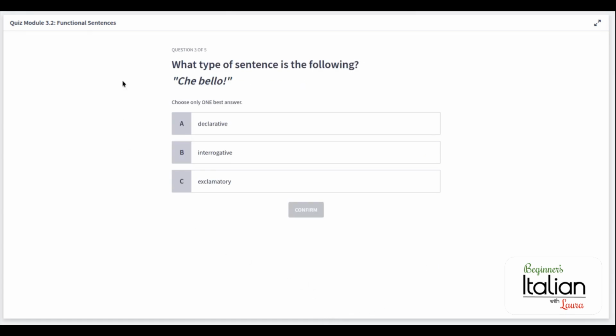Number 3, what type of sentence is the following? Che bello. Choose only one best answer. A, declarative, B, interrogative, or C, exclamatory.